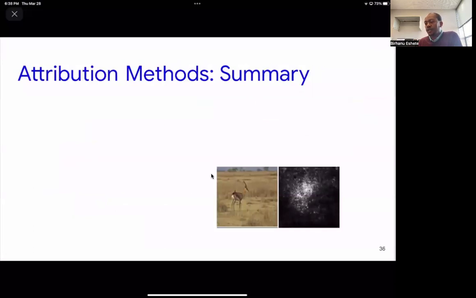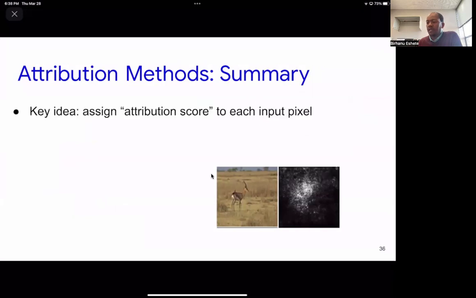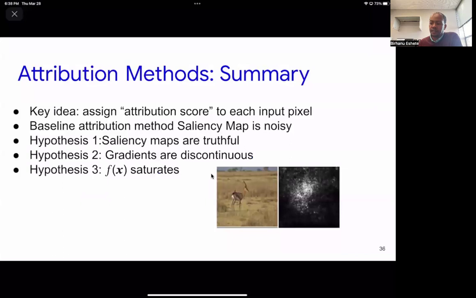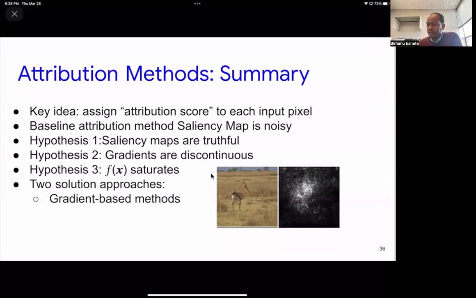So in summary, the key idea of attribution methods is to assign an attribution score to each input pixel. The baseline attribution of saliency maps is very noisy, and we've looked at three hypotheses: the first says saliency maps are truthful, the second says their gradients are discontinuous, and the third says the function saturates, where a feature is globally very visible but locally not that differentiable. The two solution approaches that we highlighted are gradient-based methods and backpropagation-based methods.